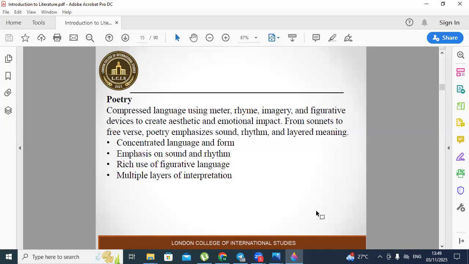Rich use of figurative language: metaphors, similes, personification, symbolism. Poetry relies heavily on figures of speech to create multiple layers of meaning, multiple layers of interpretation. A good poem can't be reduced to a single paraphrased statement. It means many things simultaneously, and different readers will find different meanings, all potentially valid if supported by the text.